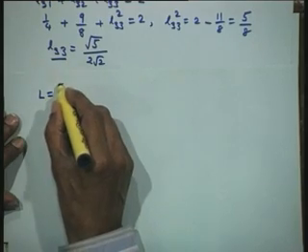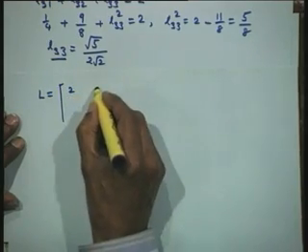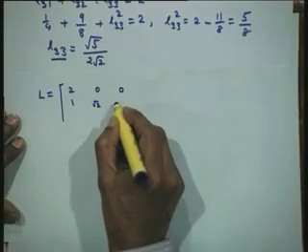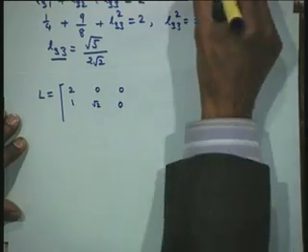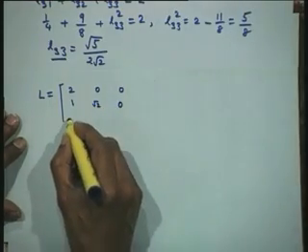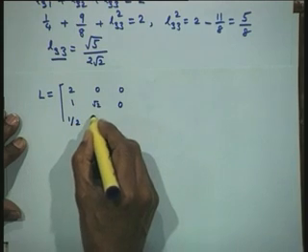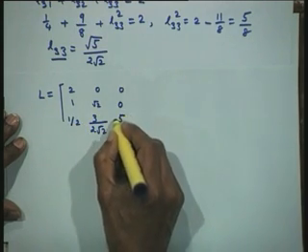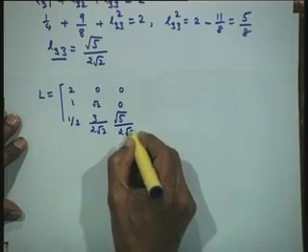So all the elements are now determined. Now let us substitute the elements and then write down what is our L. Therefore from here I can write down the matrix L as: 2 0 0, 1 root 2 0, that is L22 is root 2, and this is 1 upon 2, 3 upon 2 root 2, root 5 upon 2 root 2.